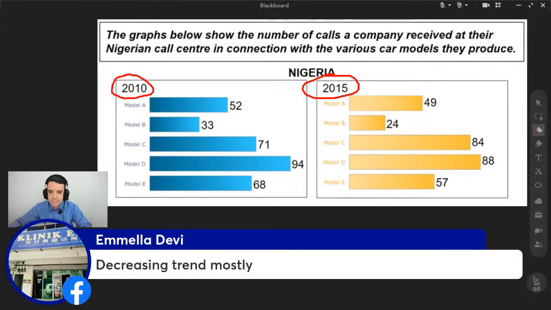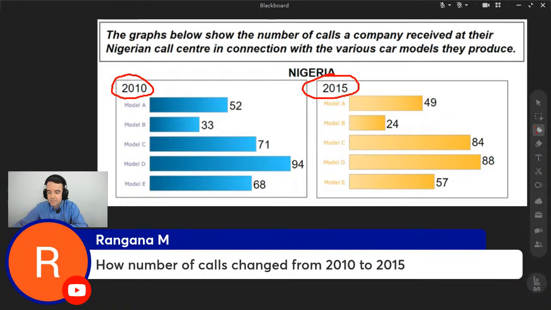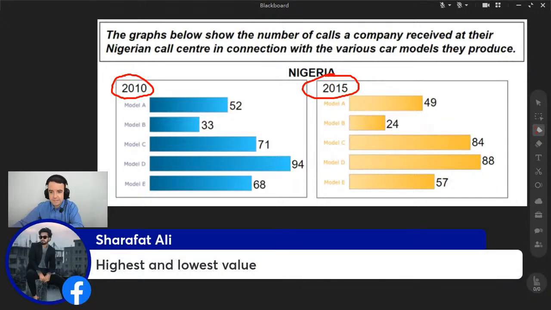Decreasing trend mostly. So that's more a description, not. I'm not asking you to analyze it. I'm asking you more how to analyze it. How the number of calls changed. Yes, but is it an increase and decrease, or highest and lowest? What are we looking for?